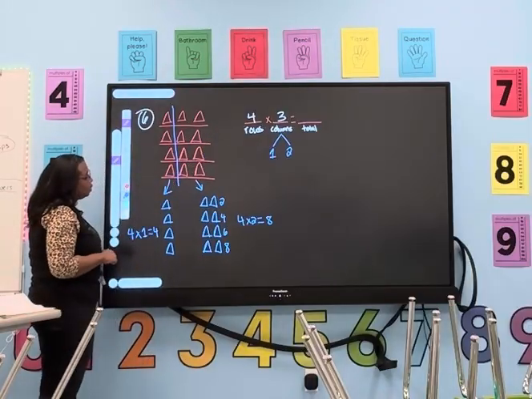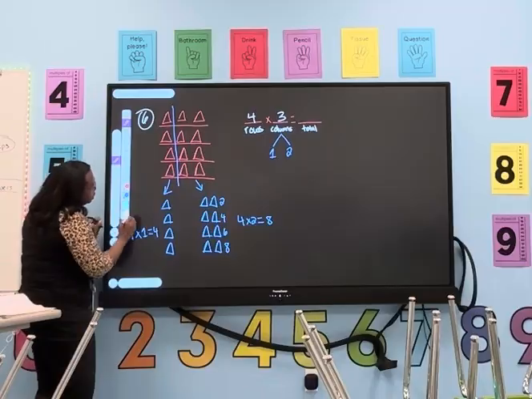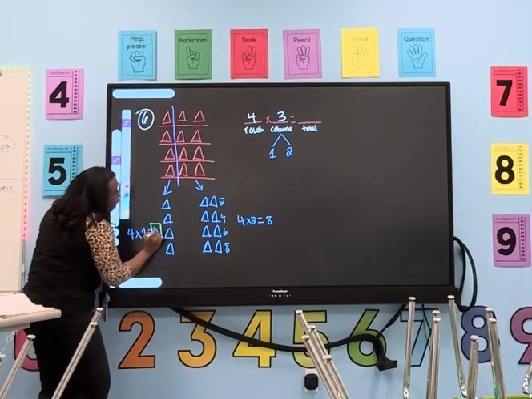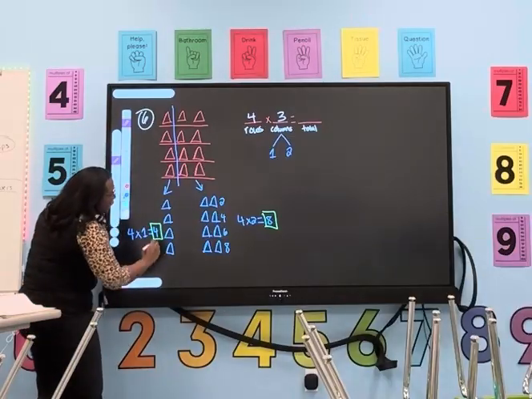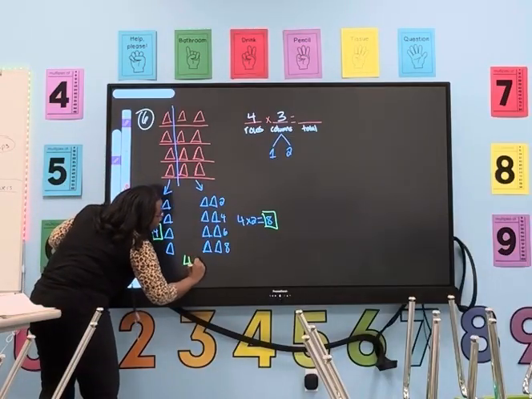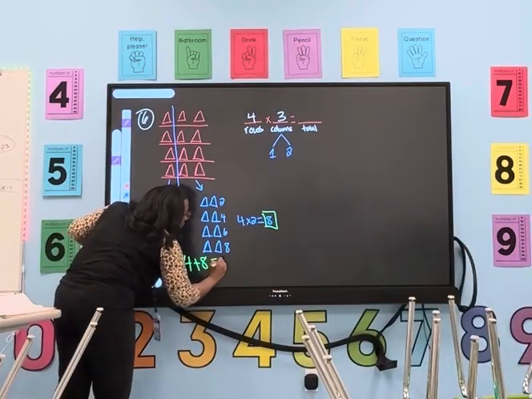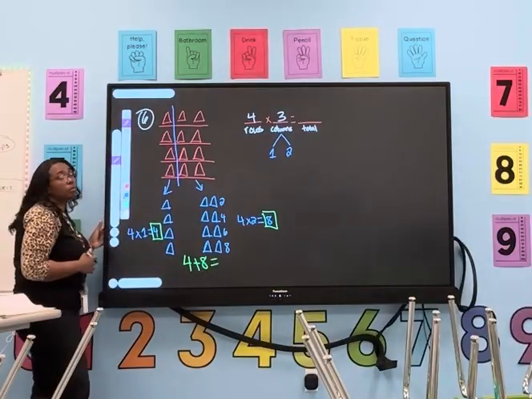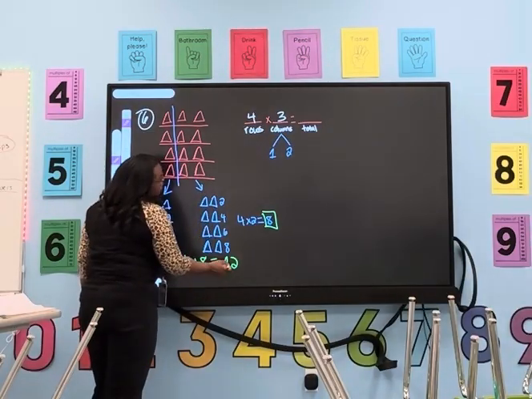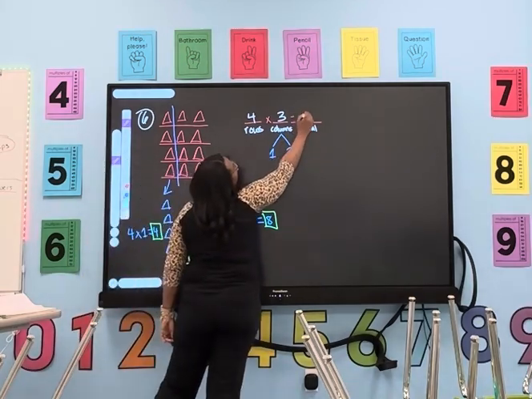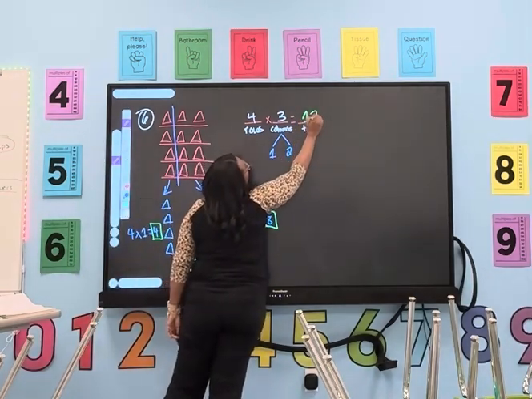So let's go ahead and do that. We're going to take our products, the answers to our multiplication equations, and add them together. So we're going to do 4 plus 8. Well, 4 plus 8 is going to be 12. So now I know that the answer for this is 12. So I'm going to put 12 over here.